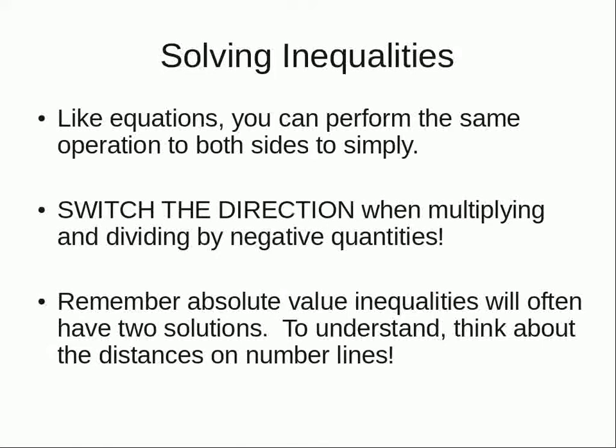Absolute value inequalities will often have two solutions. Remember I said absolute values had to do with distances. So if we were talking about an absolute value being greater than 3, that would pertain to all the points that correspond to numbers greater than 3 or less than minus 3. Do you see how there are two regions on the number line that satisfy that constraint on the distance? Please make sure you understand those types of inequalities and do, again, lots of practice problems.